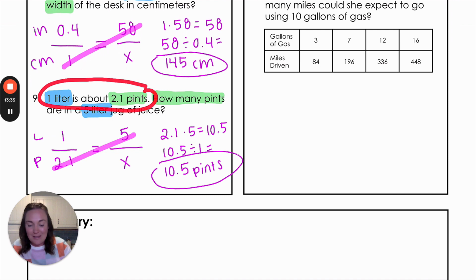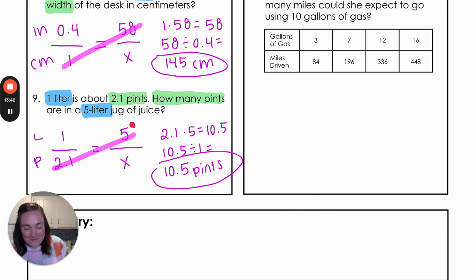Those have to go together for that first proportion, or that first fraction, 1 liter and 2.1 pints. Then I have that missing number, 5 liters, so it goes on top, leaving our variable on the bottom with how many pints. We multiply 2.1 times 5, divide by 1, and we get 10.5 pints.